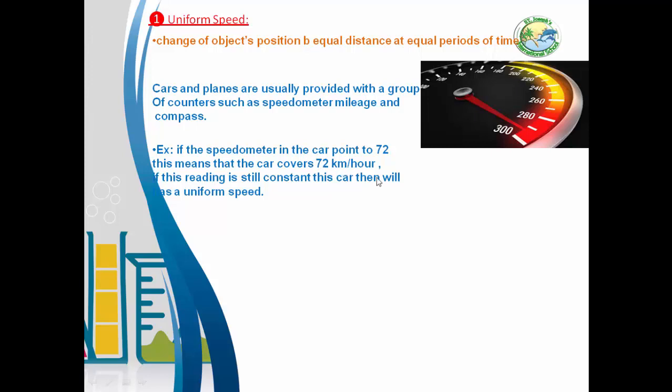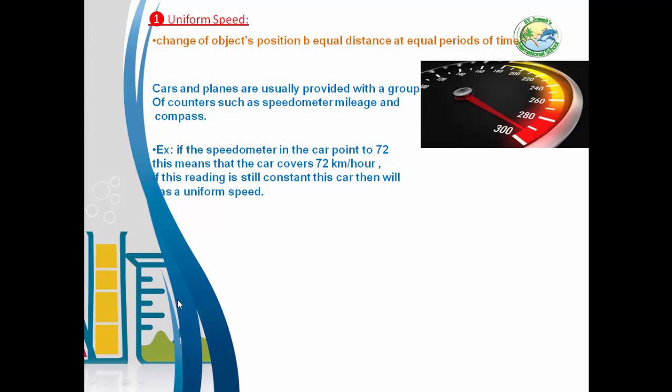72 km each hour. If the reading is still constant, that's what happens if there is no traffic. The car can move at constant speed if there is no traffic. So we can say that this reading remains constant during your travelling if there is no traffic.